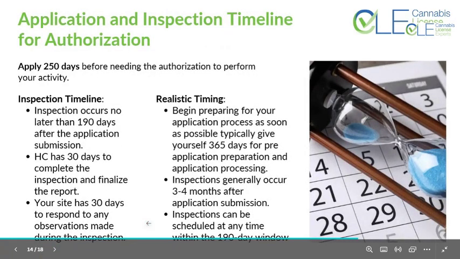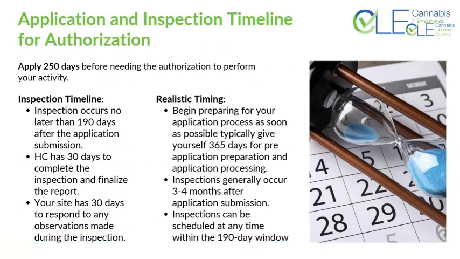So, application timeline. This is not a quick process, so make sure you got this planned out properly, and that you are not over-promising to any potential customers that you are looking at working with. So, inspection timeline. Inspection occurs no later than 190 days after you've submitted your application. Health Canada has 30 days from that notification to complete their on-site inspection and finalize the report that is presented to you and available online. And then your site will have 30 days to respond to any of those observations that were made during the inspection. So this is what Health Canada says.